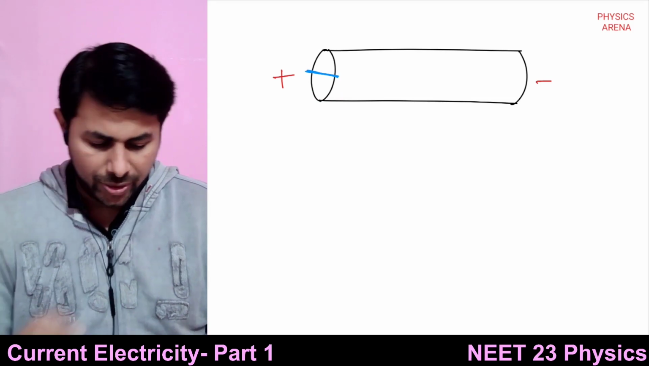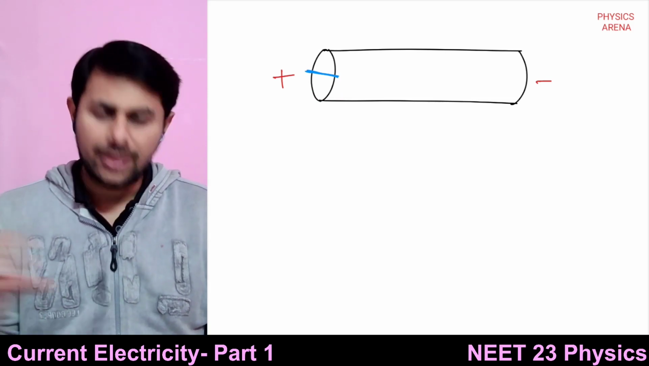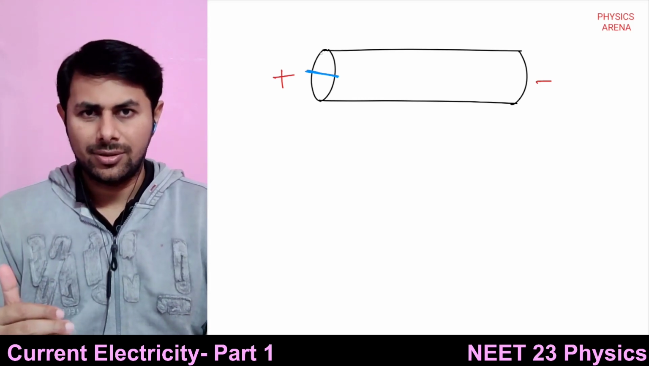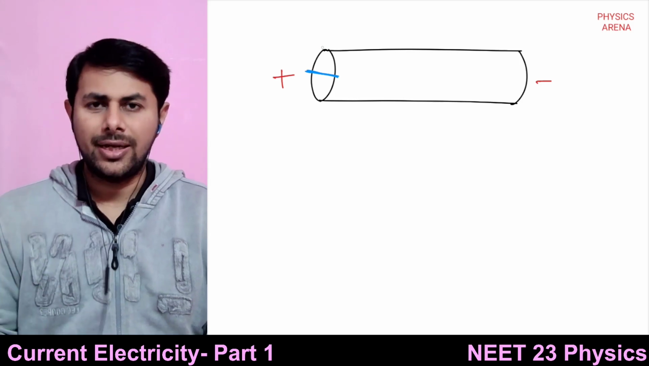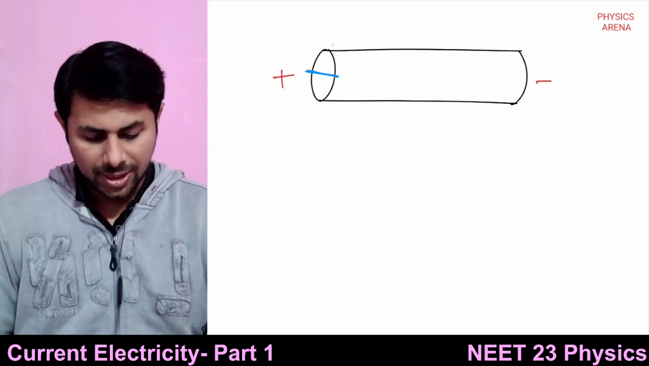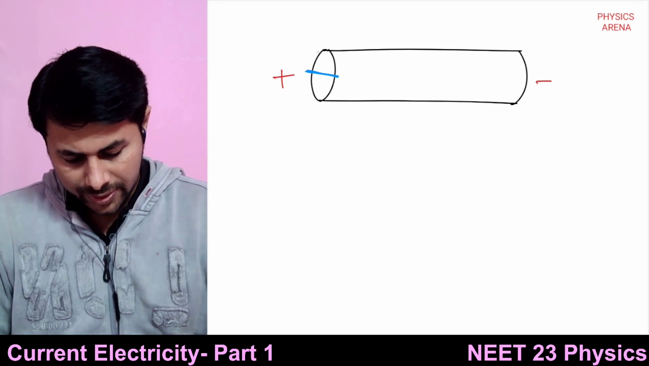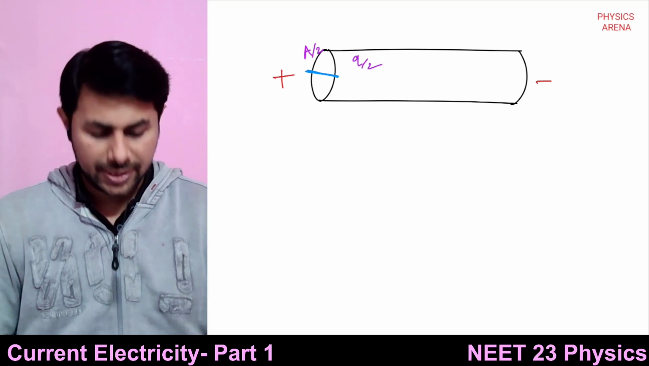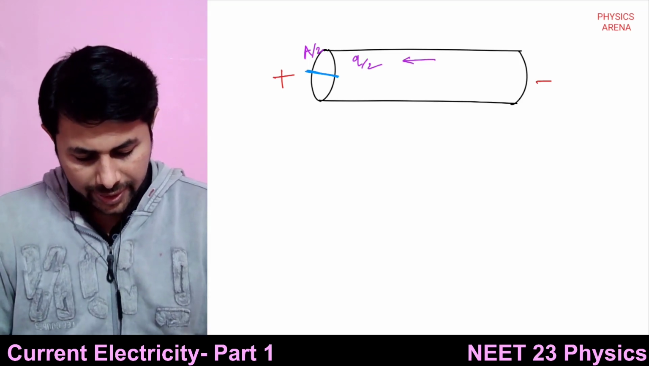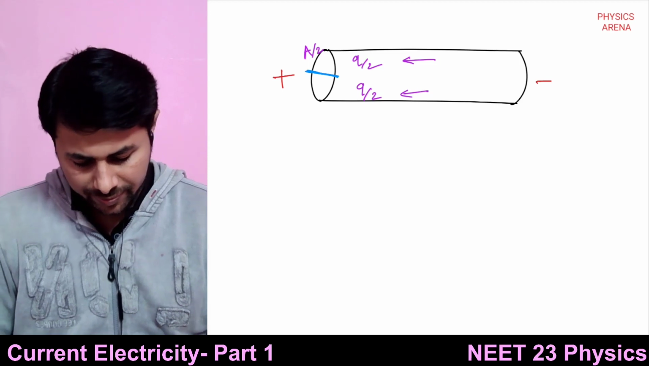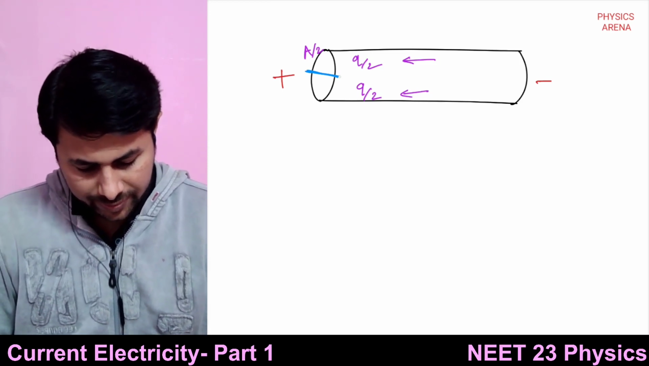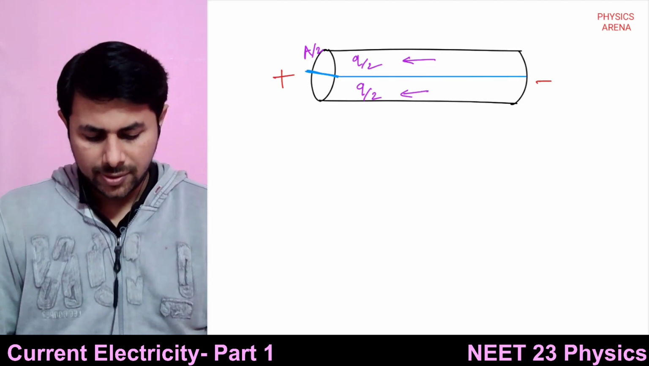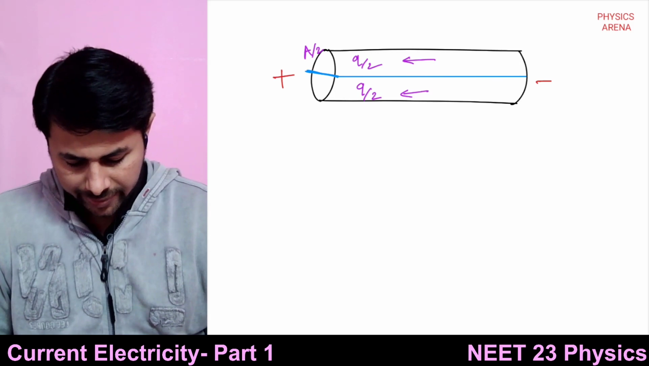So now if Q is the charge flowing through this conductor, what will be the charge flowing through upper and lower region? If you consider area equal to A by 2 and A by 2, so charge flowing through this one, okay, this area is A by 2. So charge flowing would be what? Q by 2 from this section, right? And Q by 2 from this section. If you cut it like this, okay?